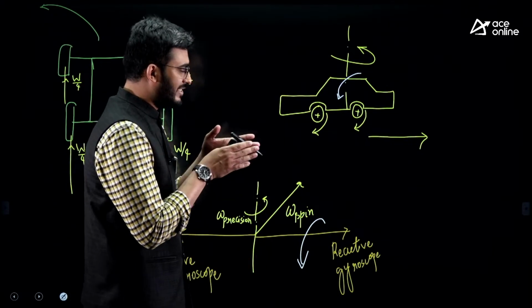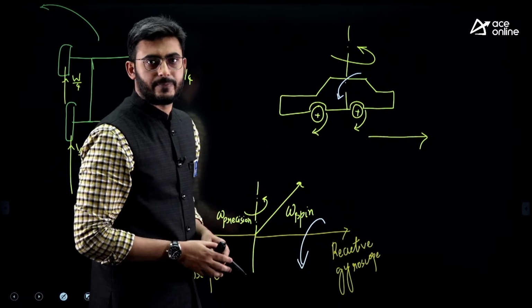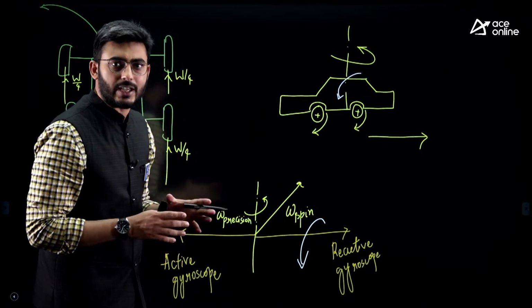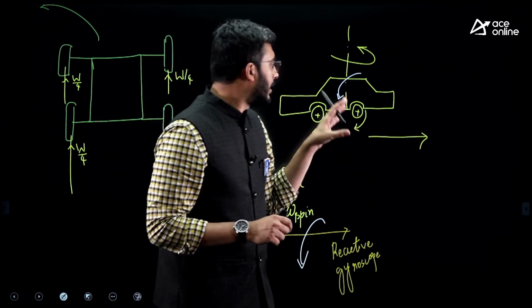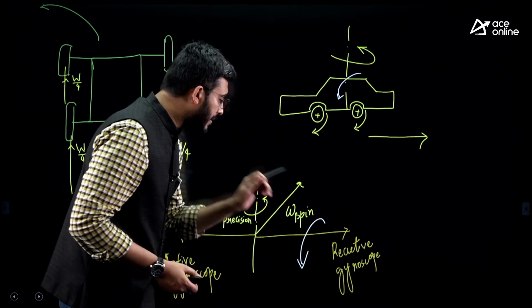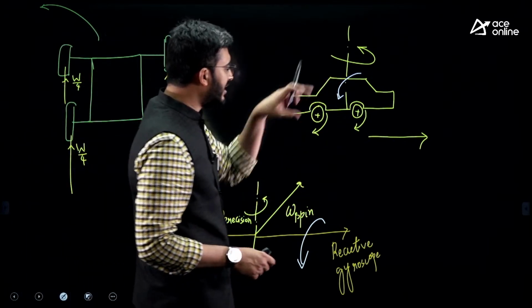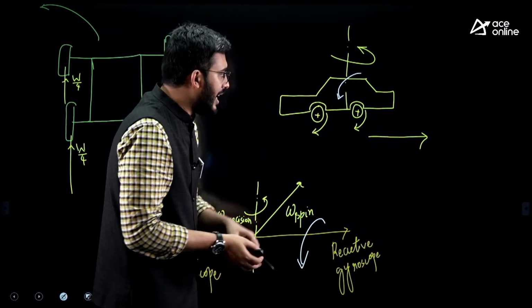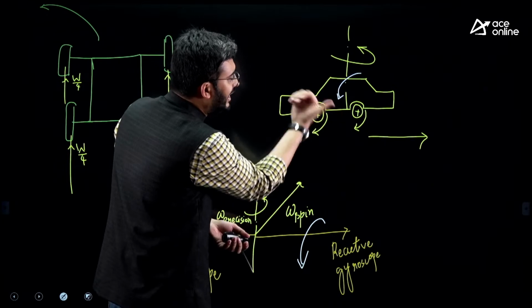Now, if the vehicle is taking the left turn, the wheels which are visible on our side will be the outer wheels, and the wheels on the back side will be the inner wheels. The inner wheels are going to get lifted from the ground, which means there will be a decrease in reaction on the inner wheels. I hope everybody is able to understand the direction of the reactive gyroscope. So this vector will cause the inner wheels to get lifted.